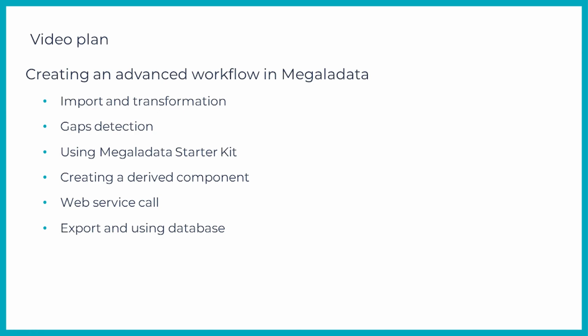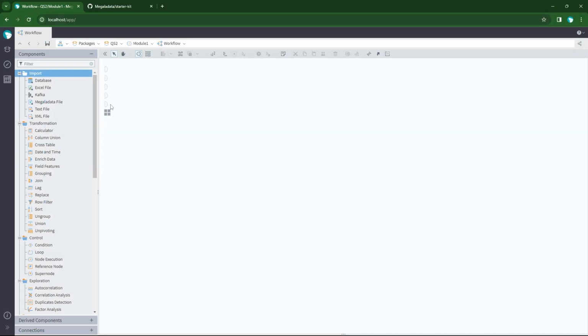We will create an advanced workflow in Megaladata: import and transform data, gaps detection, use the Megaladata Starter Kit for ABC and XYZ analysis, create custom derived components, call a web service, export database. We are building a workflow that analyzes products, determines prices in other currencies, exports report results to an Excel file, and exports the processed dataset to a database.